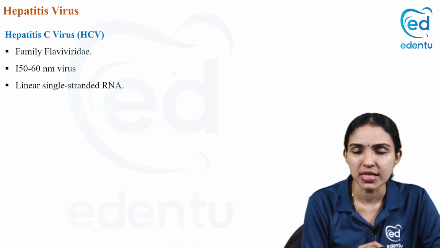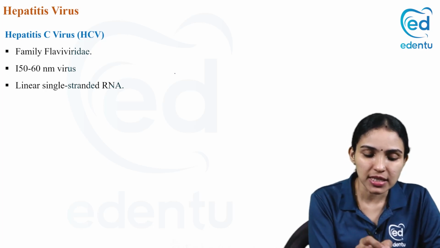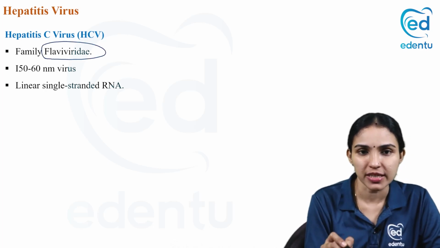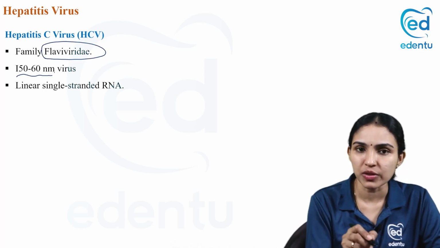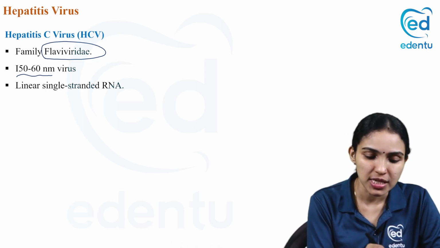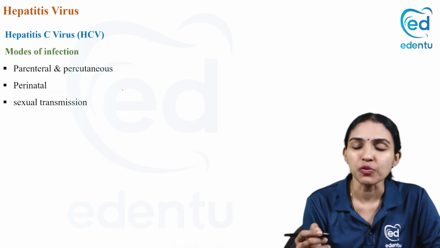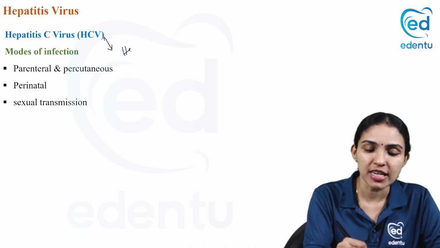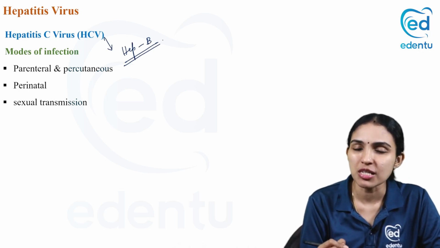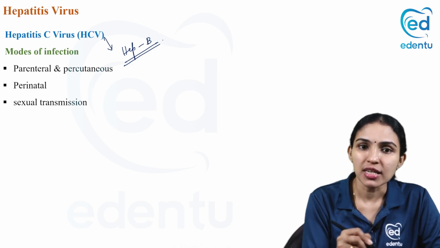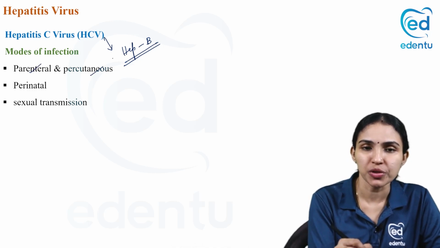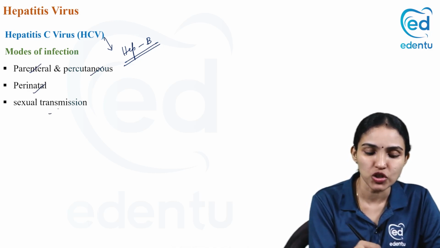Coming to the next virus, that is hepatitis C virus, this belongs to the family Flaviviridae, and this is a little more bigger, 150 nanometers in size. It has got a single-stranded RNA. And the modes of infection of hepatitis C is very much similar to hepatitis B virus, like it is parenteral route, percutaneous route, perinatal transmission, and sexual transmission.